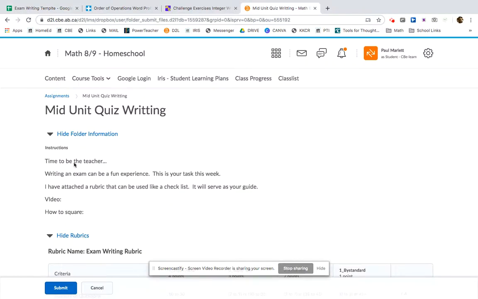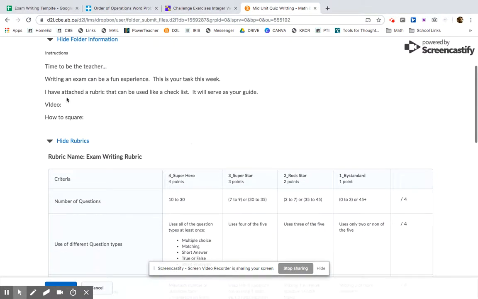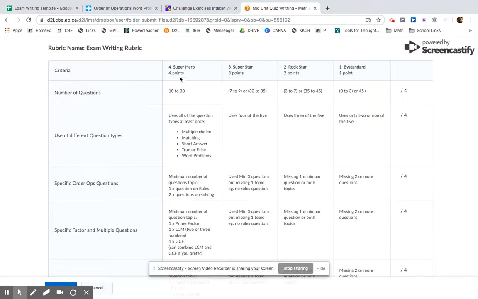Last thing I want to show you is your assignment page. Time to be the teacher, write an exam. In here, I'll post this video. Haven't been able to put it in yet. And in here, superhero, superstar, rock star, and bystander. This is the rubric that we're going to use.